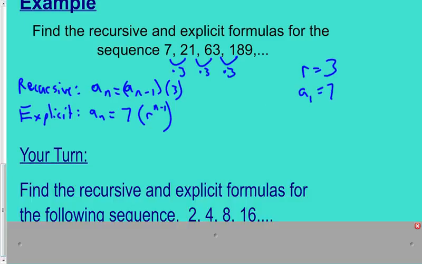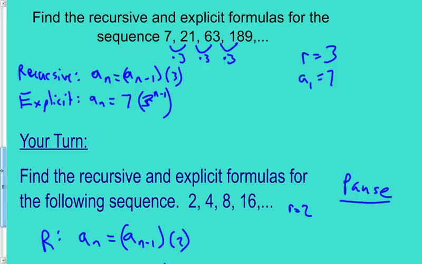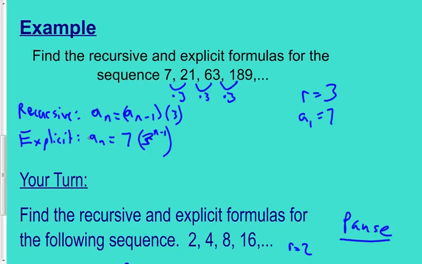So, now you try. Find the recursive and explicit formulas for the following sequence: 2, 4, 8, 16. So I'm going to have you pause it right now and try to write both formulas, and then I'm going to show it to you when you play it again and compare. See if you got it, see if there's something you need to change. All right, go ahead. All right, so I wanted to show you, I did make a mistake. I forgot to change in the explicit formula up here the r to actually 3 because the ratio was 3.